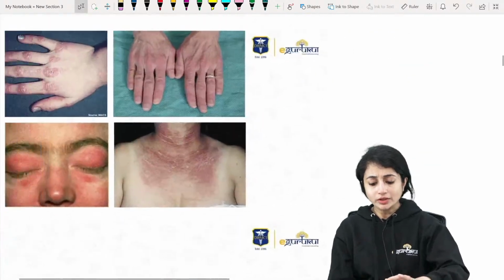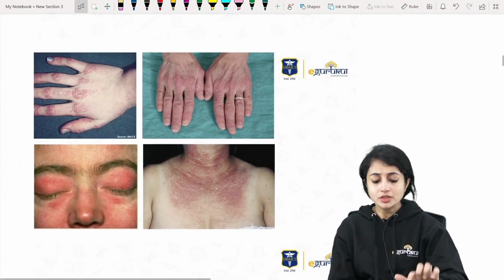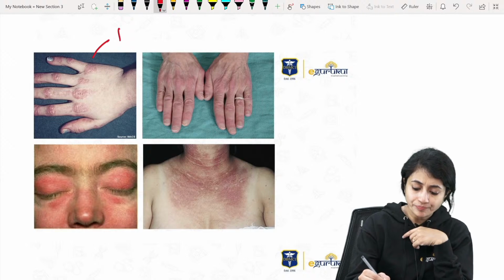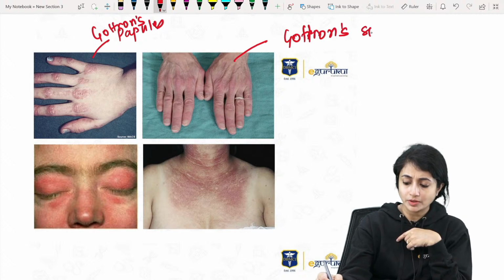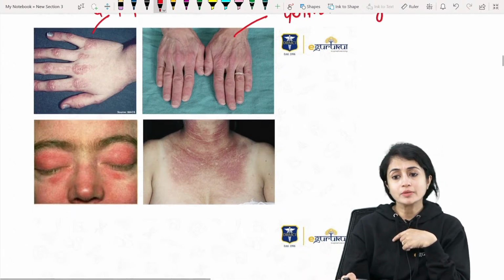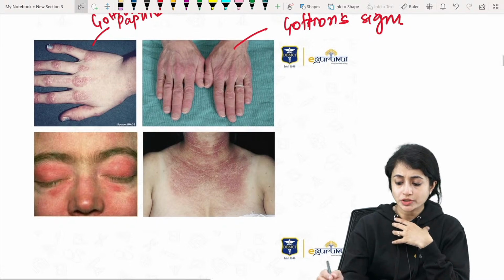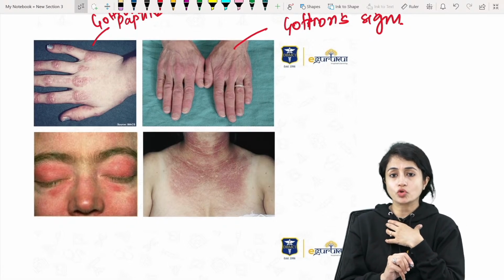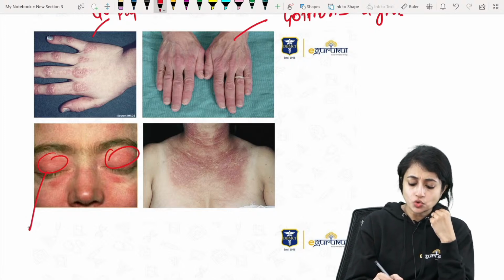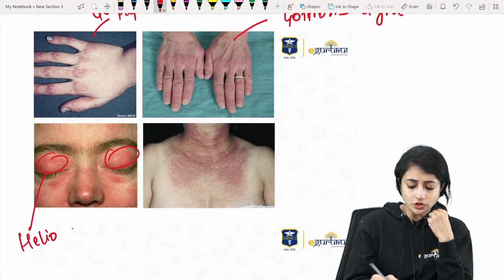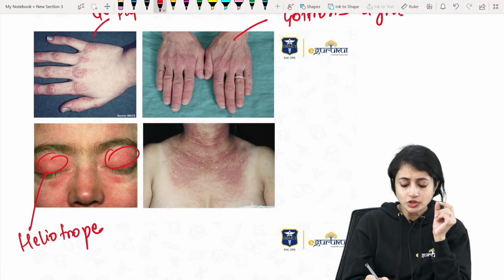What are the few other things that you might see? So this is Gottron's papules, and this is Gottron's sign. Just see, you have just erythema here. Now sometimes this confluent macular violaceous erythema, or CMVE, may be present around the eyelids like this. This is called heliotrope rash. These are all features of DM.